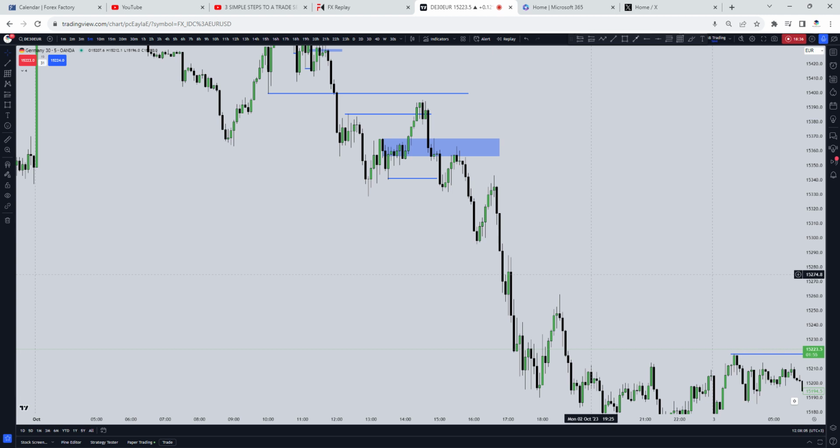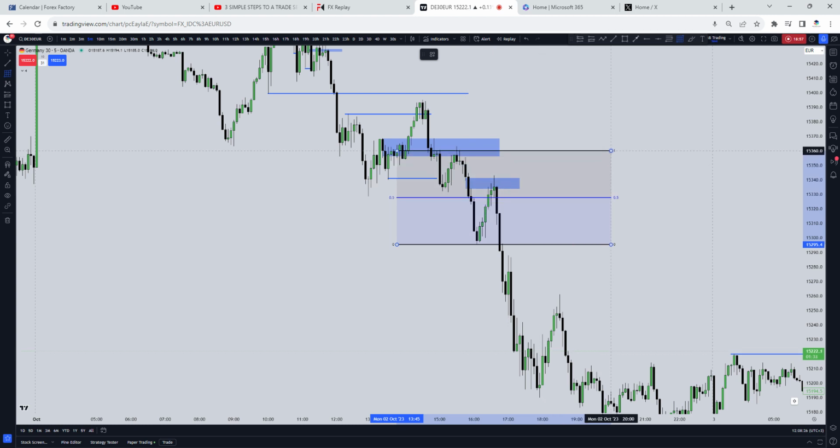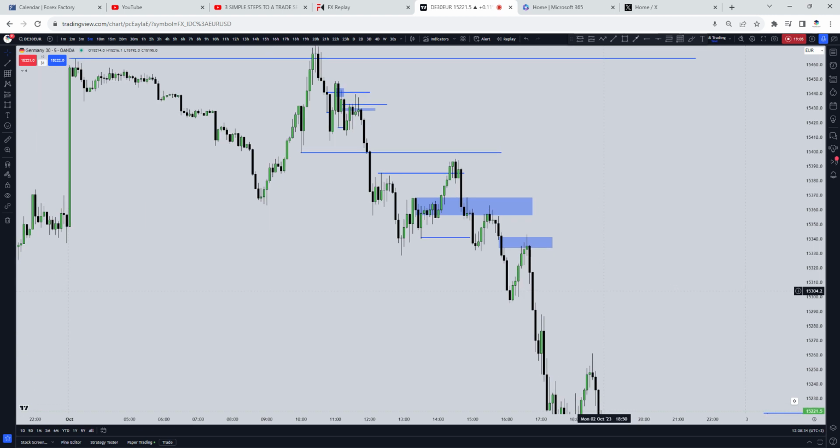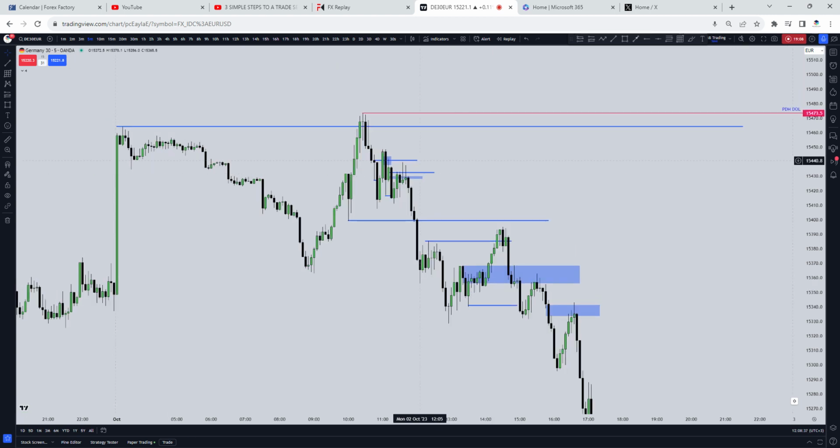Now here is a structure returning into the previous structure for mitigation. A low, a high, a low. We come back in here. We have some of you that trade off fair value gaps. Here is a fair value gap. We can see if it's above 50%, yes. So equilibrium, you can take it, and we go down. So I've used a fair value gap, a breaker, and then a grab of liquidity.